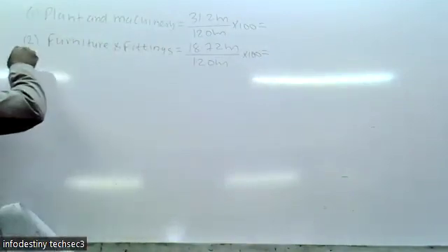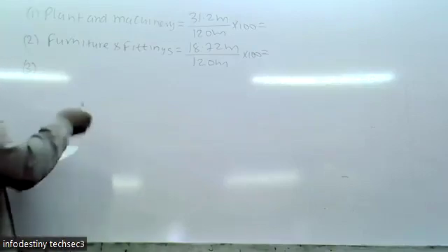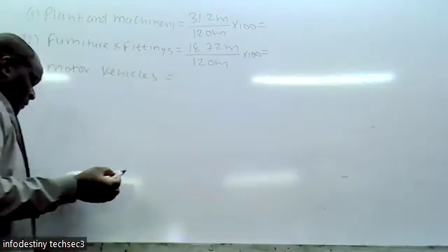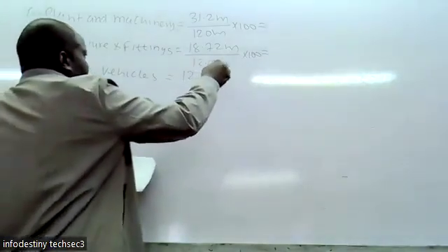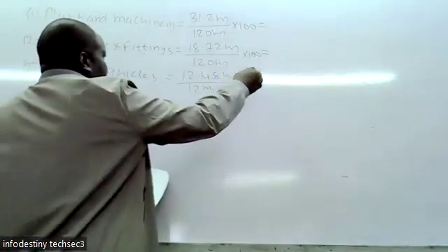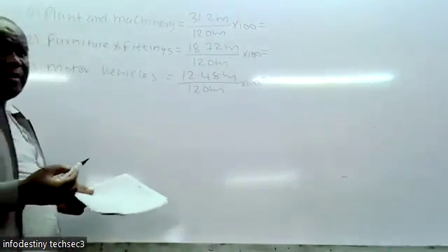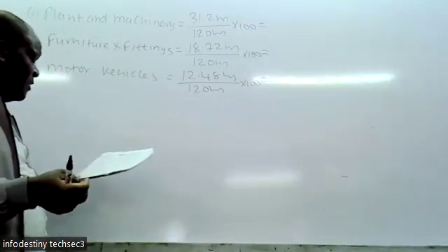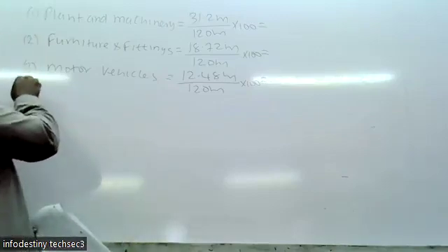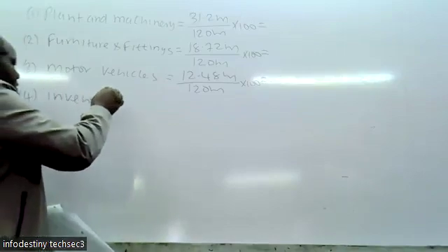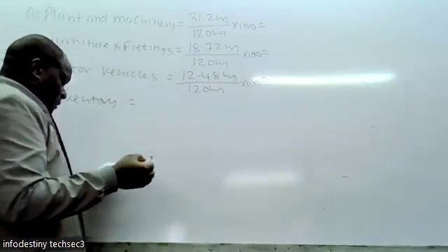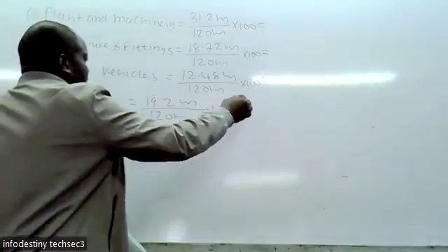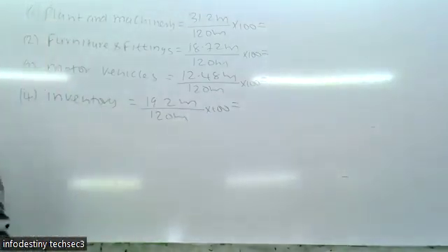We go to number three, which is motor vehicles. For the motor vehicles, it's 12.48. Divide by 120 million, express it as a percentage. In case it has more than one decimal point, round it off to two decimal places. Then number four would be inventory. For the inventory, it is 19.2 million. Divide by 120 million, also express it as a percentage.